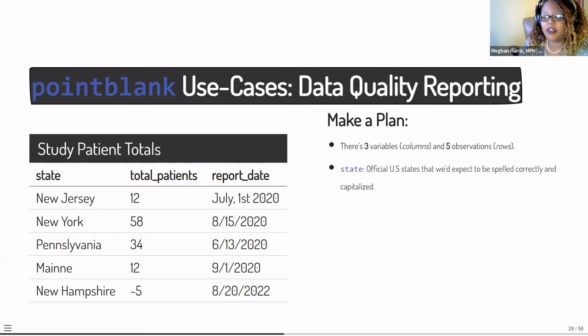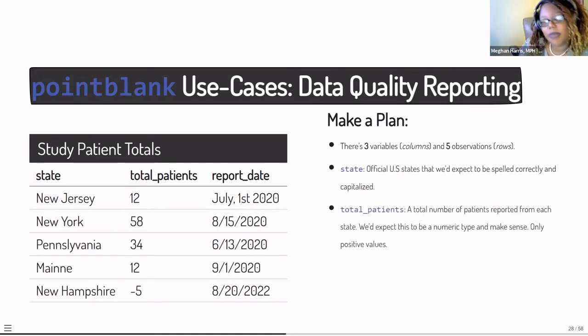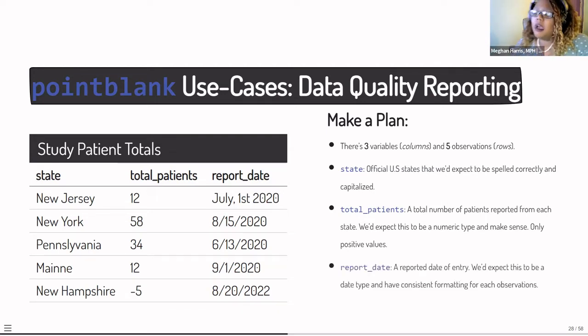We have a state variable. Looking at this, this is supposed to be official US states, so we'd expect it to be spelled properly and capitalized maybe. We have total patients, so we'd expect this to be a number. We'd also expect this to be a positive value because it's a total aggregate number. It's not a change in anything like that. We'd also expect a reported date of entry, either a character string or a date format, but with consistent formatting for all the observations.